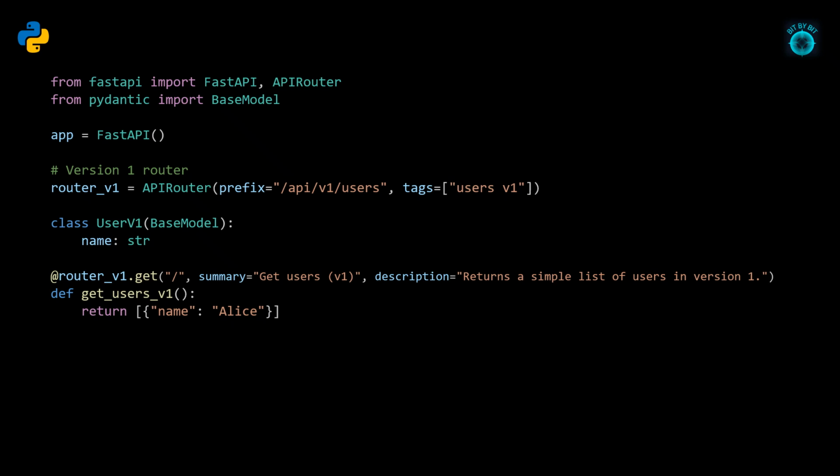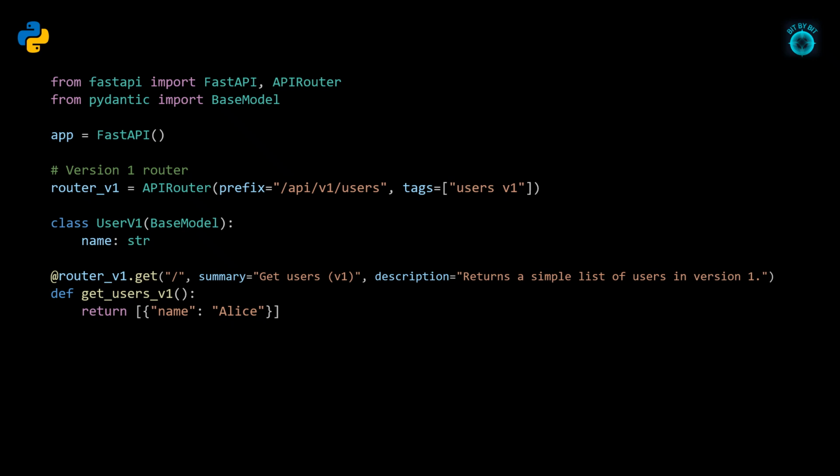The variable router_v1 is created using APIRouter. We give it a prefix of /api/v1/users. This means that every route in this router will begin with that path. We also give it a tag called users_v1. That tag will appear in the automatic documentation to group all version 1 user routes together.